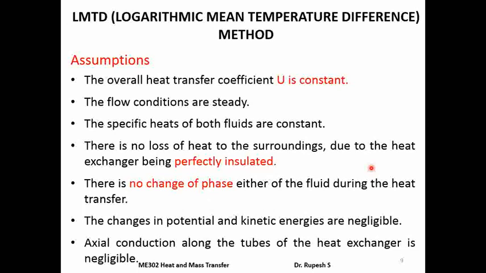They are: the overall heat transfer coefficient U is constant. That is, the value of the overall heat transfer coefficient U is the same throughout the entire length of the heat exchanger. Next, flow conditions are steady. That means the mass flow rates of hot and cold fluid are constant. Next, the specific heats of both fluids are constant. That means the specific heat of hot and cold fluids are constant. Next, there is no loss of heat to the surroundings due to the heat exchanger being perfectly insulated.